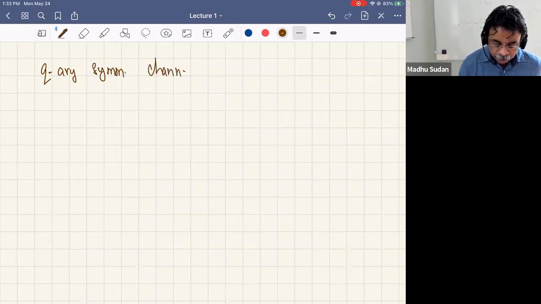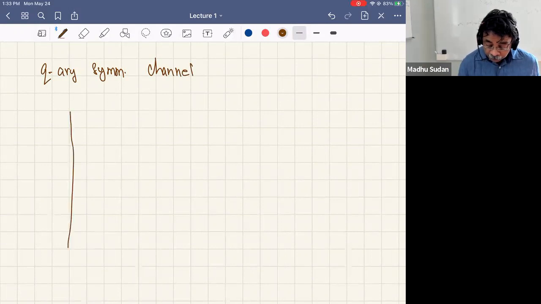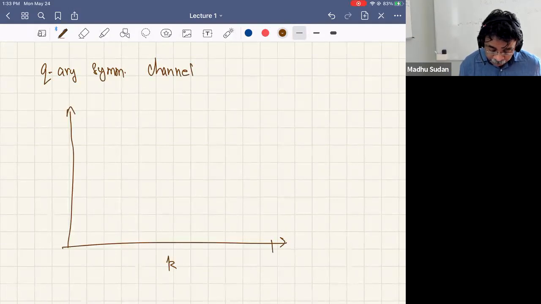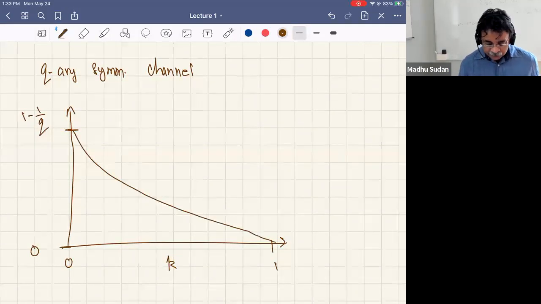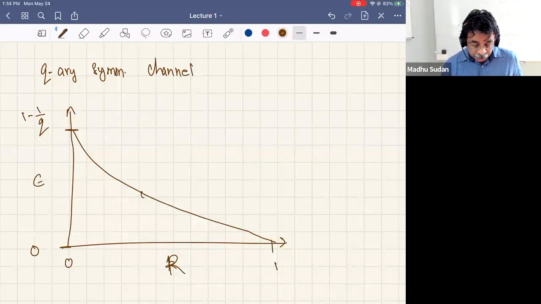You can work with q equal to 2 or anything else, and then if you have rate here, it will vary from 0 to 1. The distance can only go up to 1 minus 1 over q. And then there will be some curve over here which says this is the rate that's achievable. Sorry, this is rate and that's error. This fraction of errors is the best that you can correct if they were random q-ary symmetric channels.